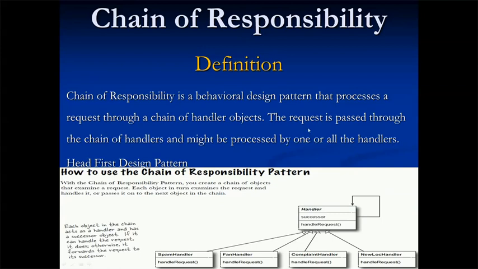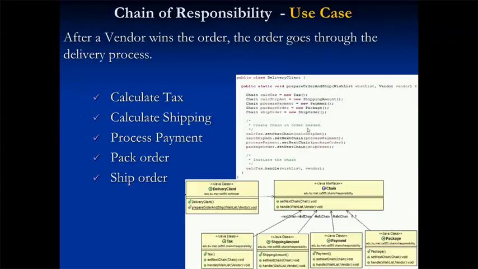So depending on, like, say, tax. So the customer address is Delaware. Delaware doesn't have any tax, so it may not calculate the tax and just pass it on to the next one. So it depends on the logic that you implement in that. So this is a definition, and this is how it has been used, the use case in this particular app.